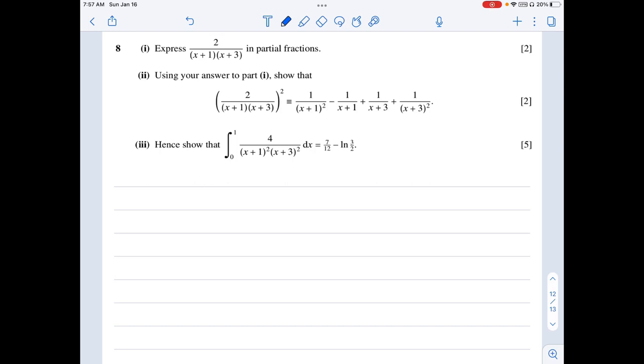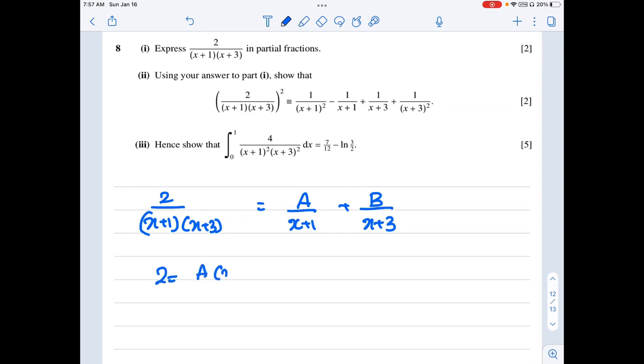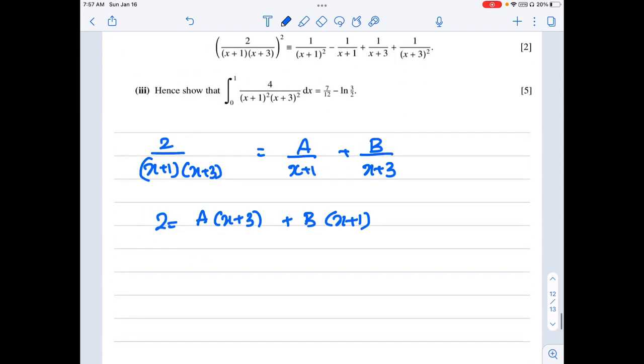(x + 2)/((x + 1)(x + 3)) in partial fractions. Using your answer, show that this is equal to... So 2/((x + 1)(x + 3)) I can write as a/(x + 1) + b/(x + 3). So 2 = a(x + 3) + b(x + 1). So plug in x = -3.